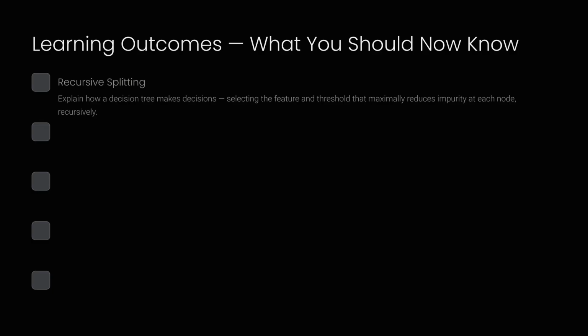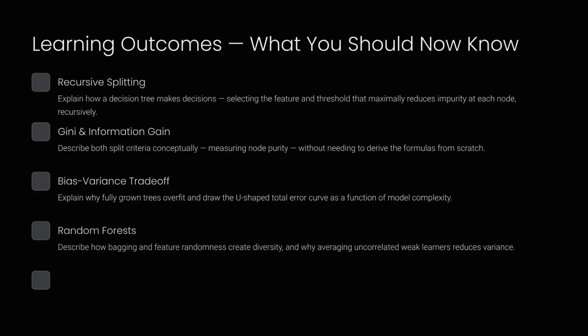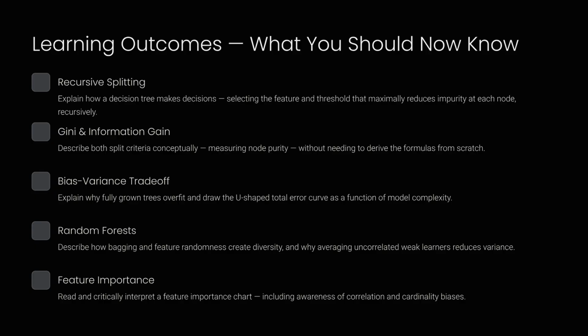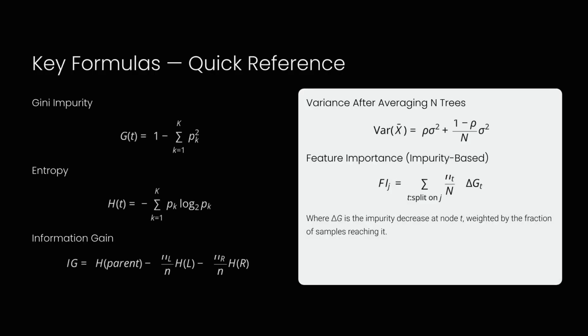You should now understand recursive splitting, impurity metrics like Gini and information gain, the bias-variance tradeoff, and how random forests use bagging and feature randomness to reduce variance. Finally, you can critically interpret feature importance. Here is a quick reference for the key formulas covered in this video. These include Gini impurity, entropy, and information gain, which are essential for making splits in decision trees.